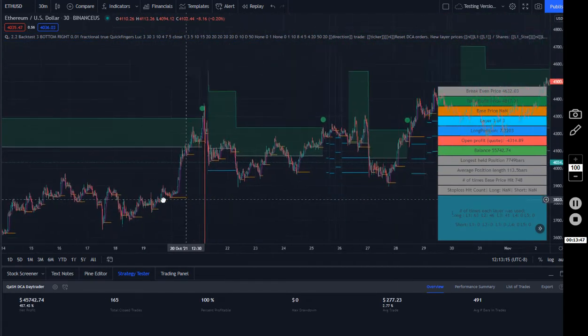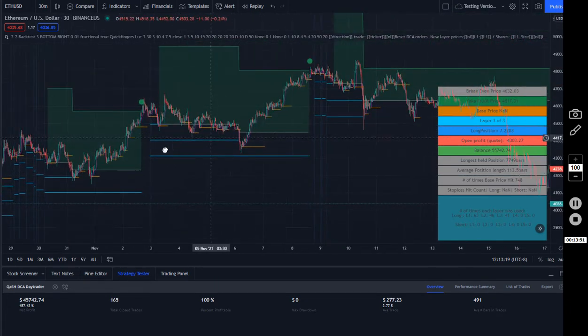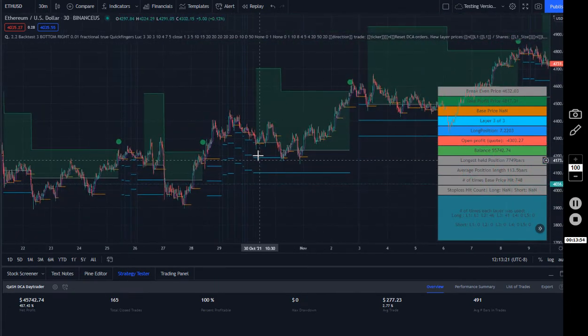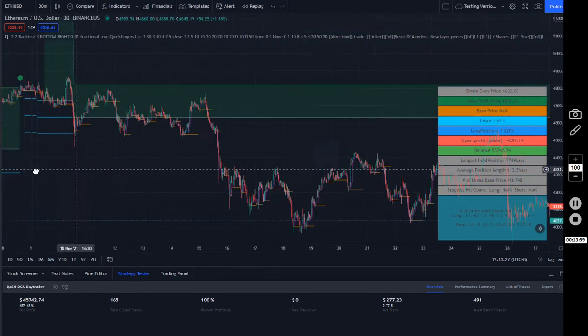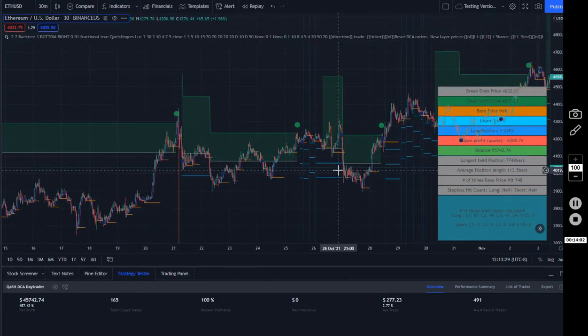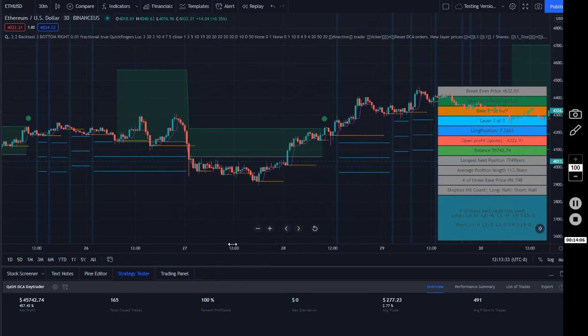Okay, there we go. It loaded, and now you'll notice that these lines are actually closer together than they used to be. They're at a 1% drop, a 3% drop, and a 5% drop. And now, if price closes, look at this one.